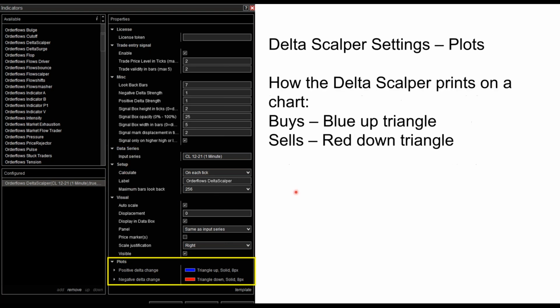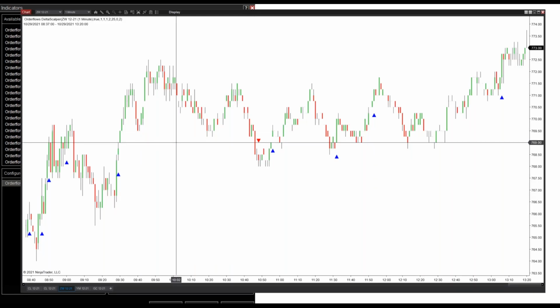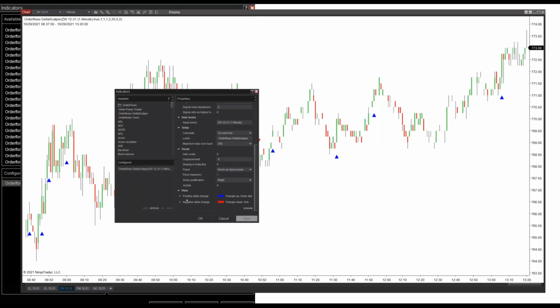Just leave those. Now the plots, positive delta change, which is buys, negative delta change, which is sells, is set to blue, triangle up, and it's 8 pixels. So again, you don't need to change those unless you have some other indicator that's using the exact same ones, right? But you can change it, say you don't like the color, say, you know what, Mike, I've got something else that's using red. I need a different color.